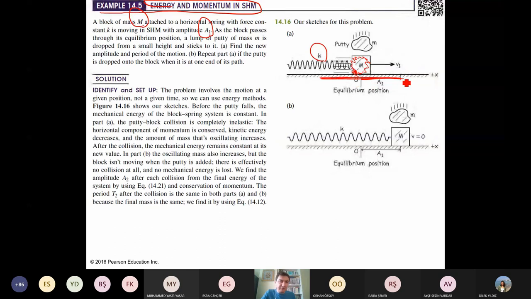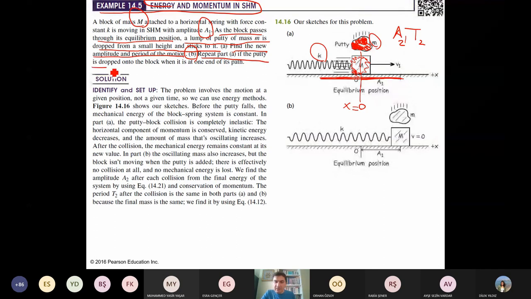As the block passes through its equilibrium position, when x is equal to zero, a lump of putty of mass M is dropped from a small height and sticks to it. Find the new amplitude and period of the motion. In part B, repeat part A if the putty is dropped onto the block when it is at one end of its path.